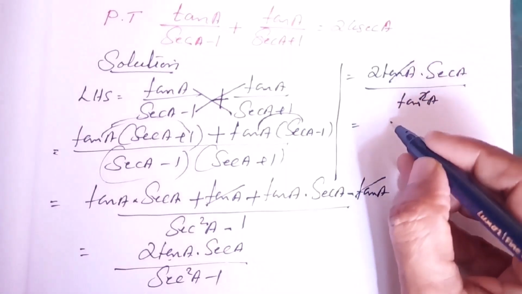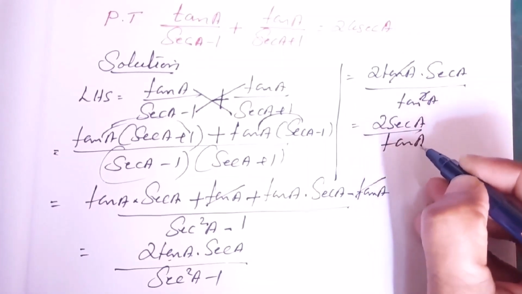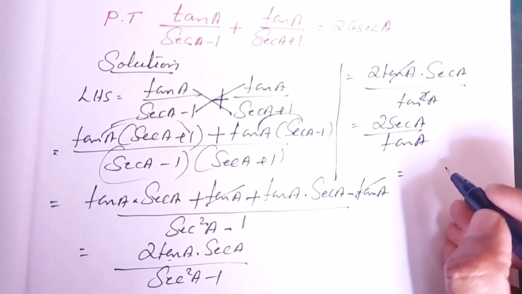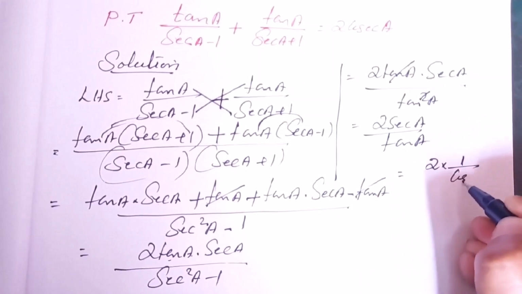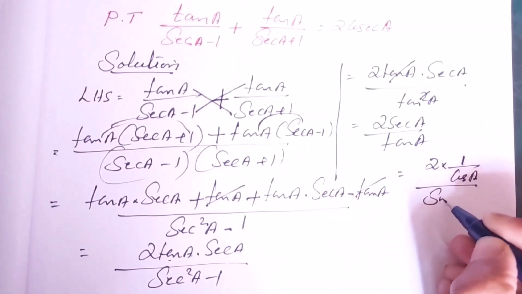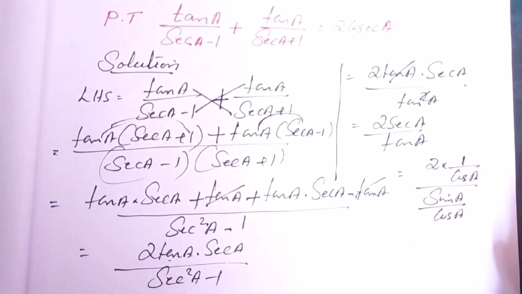That is equal to 2 cosec A by tan A, right? Then what is 2 cosec A? 2 cosec A is 2 into 1 by cos A upon what is tan A? Tan A is sin A by cos A, right? Tan A is sin A by cos A, cosec A is 1 by cos A.